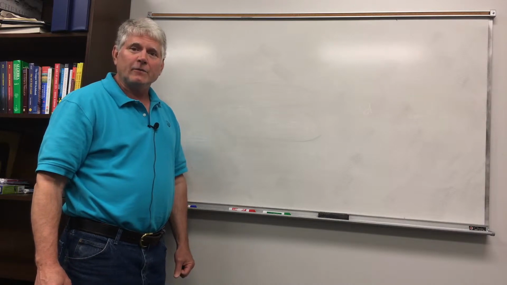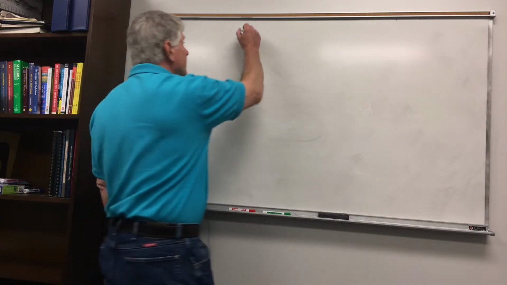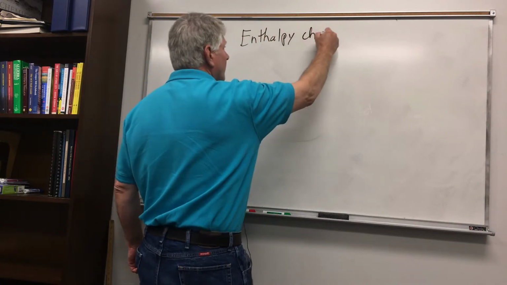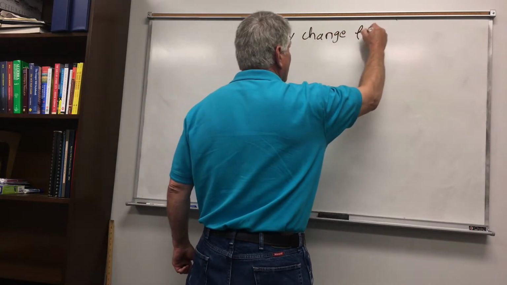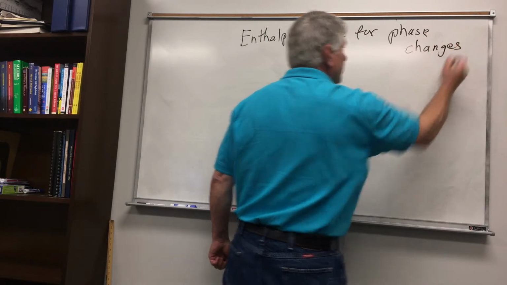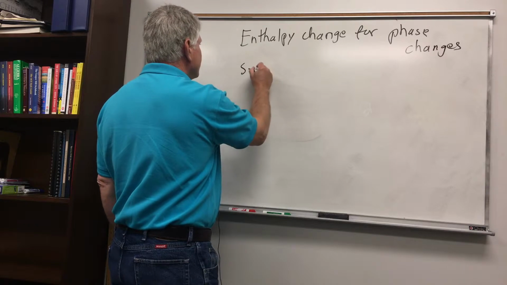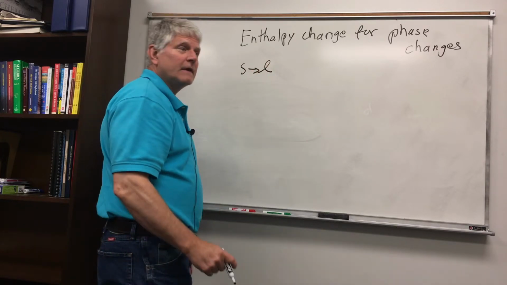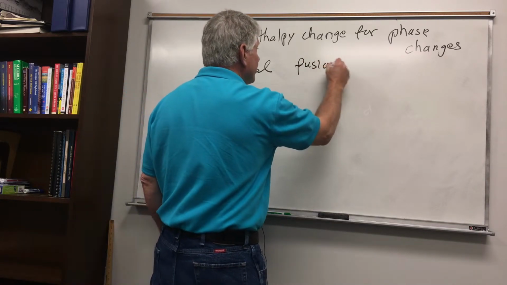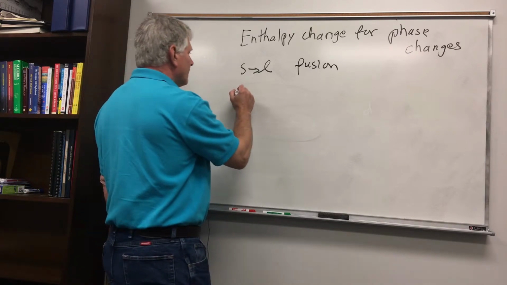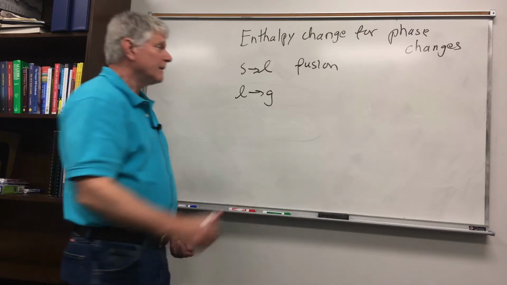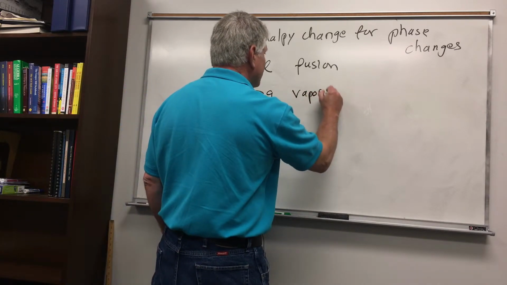Let's consider now the enthalpy of phase changes. So we have phase changes. We can have solid going to liquid phase, and we normally call this melting, but scientifically it's called fusion. Then we have liquid going to gas phase. We normally call this boiling, but scientifically we call it vaporization.